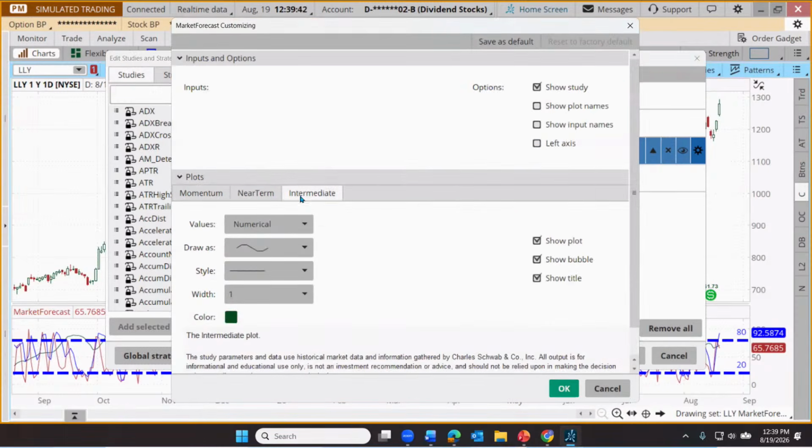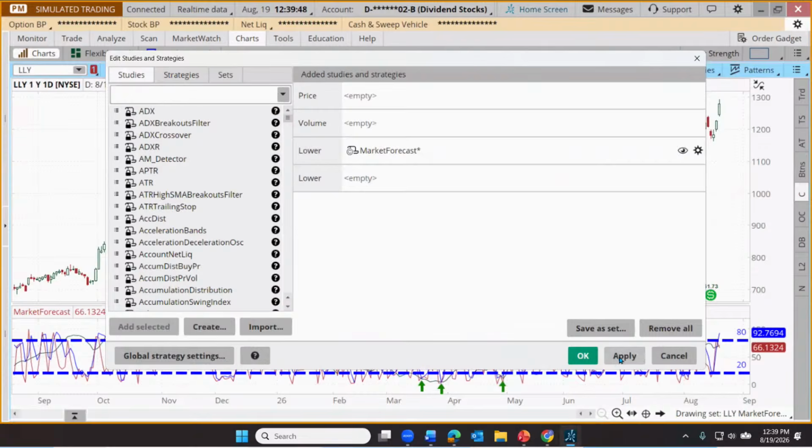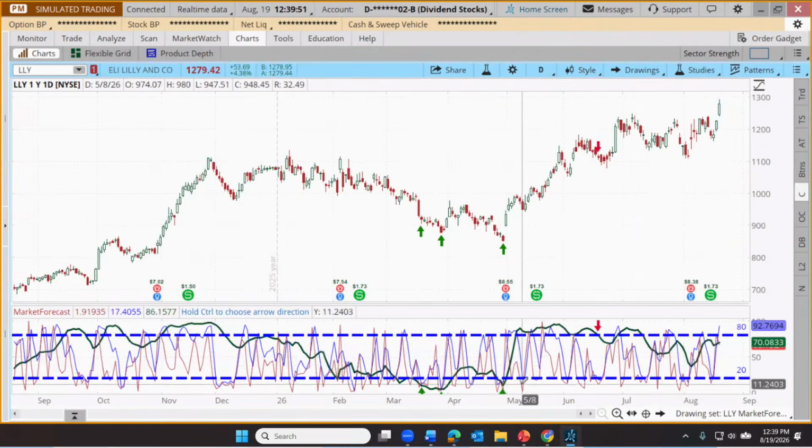I'm gonna go to that intermediate green line. Let's make it a 3 out of 5, so it kind of stands out. 3 out of 5 in thickness. Click OK and click Apply. Kind of stands out there.